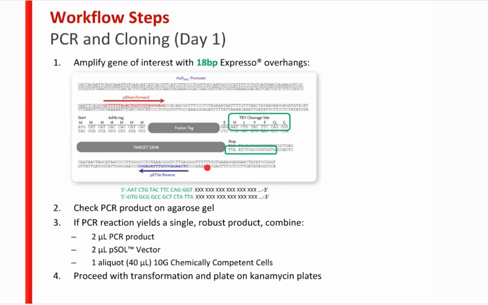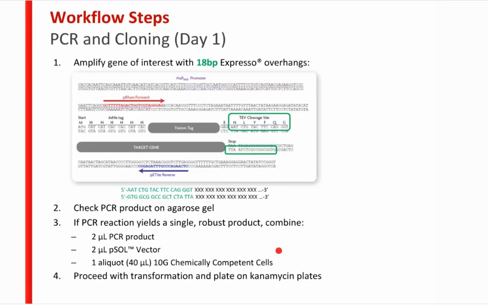So because of the universal design of the vector, again, adding these 18 base pairs onto the 5' end of your forward primer, and these 18 onto the 5' end of your reverse primer is going to allow you to clone into all of those 8 vectors simultaneously. So then we're going to check our PCR product on a gel, and if the PCR reaction yields that single, robust, nice, juicy band, there's no need to clean up your PCR product. All you need to do is thaw your competent cells on ice and add 2 microliters of your PCR product, 2 microliters of your P-sol vector, and proceed with transformation. So it really is that easy.